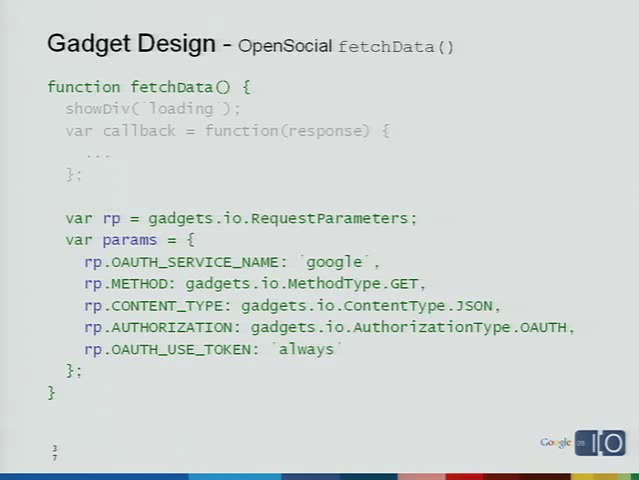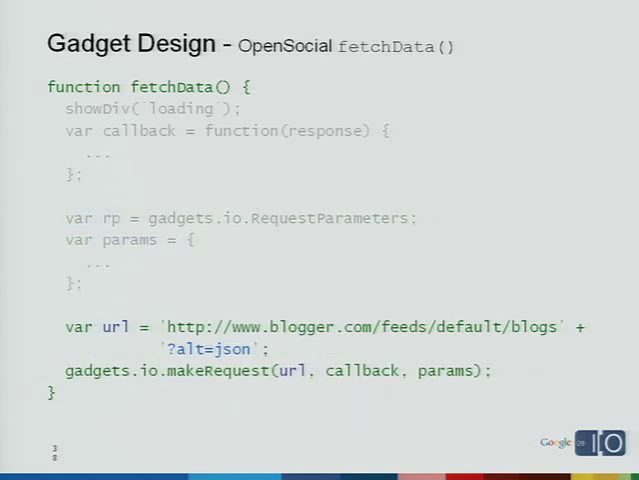The authorization type is OAuth, of course. We're using the OAuth Proxy. And we're always going to be using tokens. So this gadget is accessing private data and also writing data, so you're going to need to be authenticated. And the last thing you want to do is just hit that endpoint that you want to talk to. So we're getting a list of blogs, and then we're requesting the results in JSON, and then making the request with the callback we set up here, and then the params hash that we set up here.